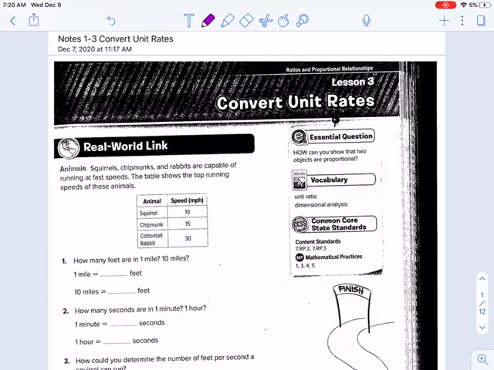Let's move on to lesson 3 from chapter 1 on converting unit rates. So we've worked with unit rates the last 2 lessons. Remember, this is looking at miles per hour, feet per second, miles per gallon, price per pound. Unit means how much for one. So now we're going to convert them, like going from miles to feet, hours to seconds.